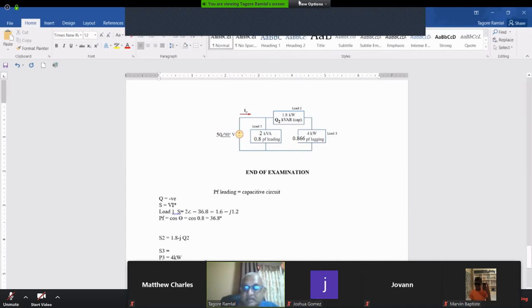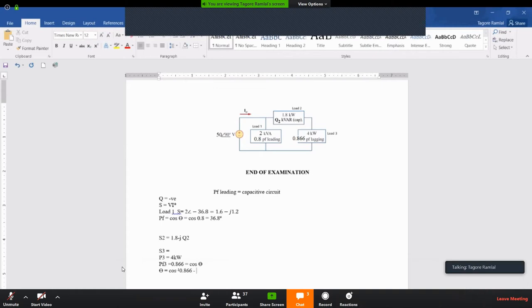Right, so the inverse of this, so theta is inverse of theta, you said? Well, I tried to save time on the maths. So theta will be cos inverse 0.866. Right, so this will give me how much? About 30 degrees?